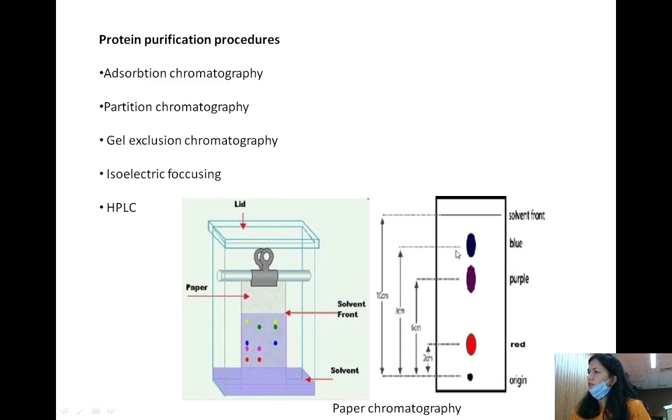By knowing the relative front value of these different amino acids, we will be able to identify what type of amino acid it is, whether it is glycine, alanine, or phenylalanine, whatever it may be. Each of these amino acids will have its own standard RF value. So after performing paper chromatography, we will measure the distance traveled by the amino acid from the point of application, and we will be able to calculate the RF value. So this is just the gist of paper chromatography. The details will be taught in your practical classes.